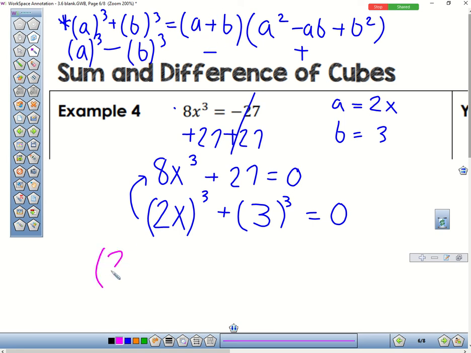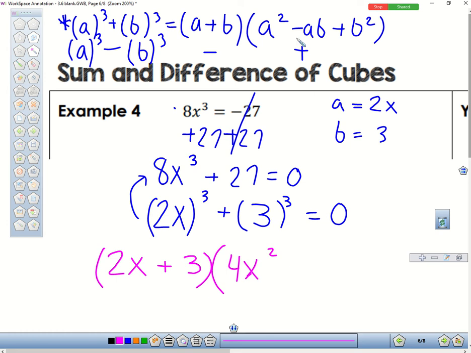So A plus B is 2x plus 3, from this formula, times A squared. What's A squared in this case? What's 2x to the second power? 4x squared. Minus A times B. What's A times B? 6x. Plus B squared. What's B squared? 9. So I just used this formula up here, and now I identified A and B, and that's how you factor it. And this whole thing would be equal to 0.